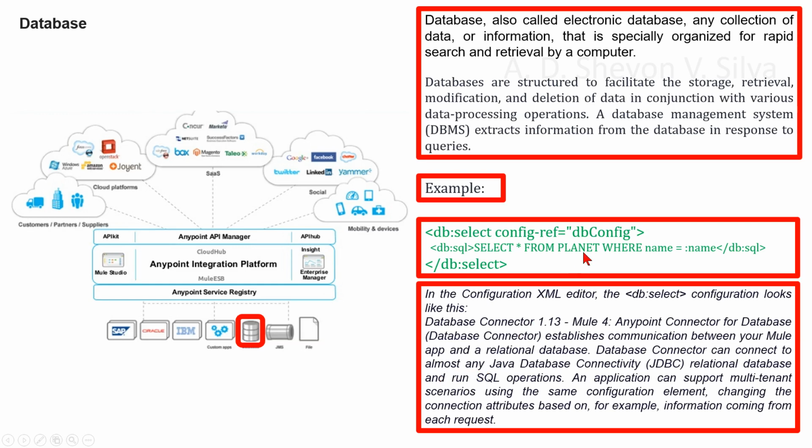As an example, we can consider this segment. In the configuration XML editor, the db:select configuration looks like this.